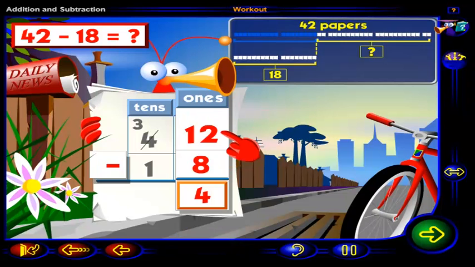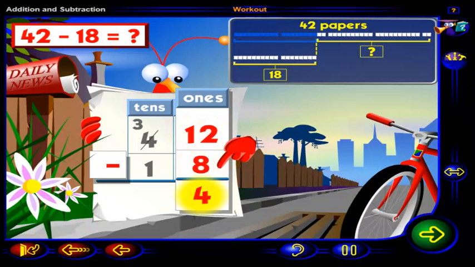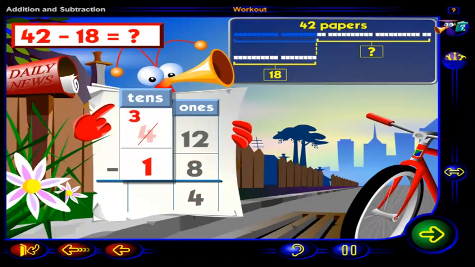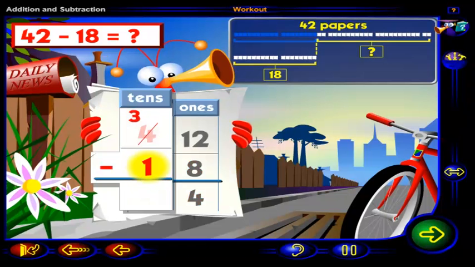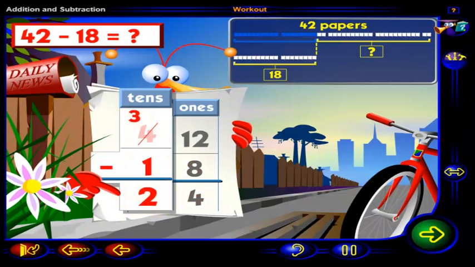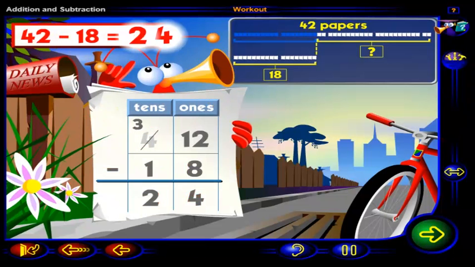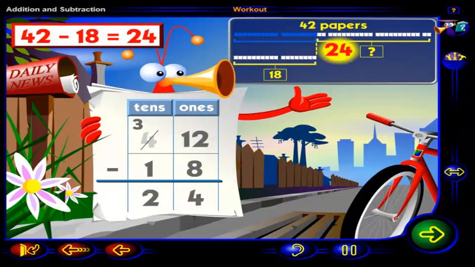That's it. 12 minus 8 is 4. So when you take away 8 ones, you're left with 4 ones here. Looking at the tens place, you can now subtract 1 10 from 3 tens. This gives you 2 in the tens place. So the difference between 42 and 18 is 24. There are 24 more newspapers to be delivered.